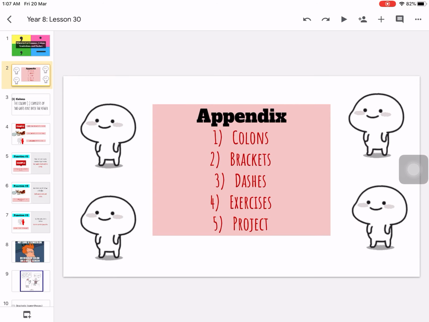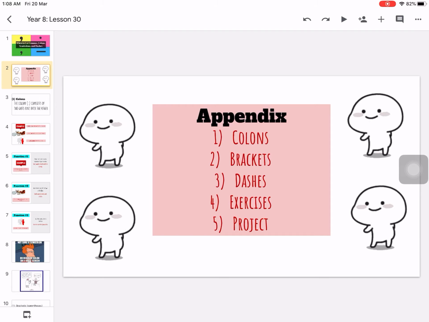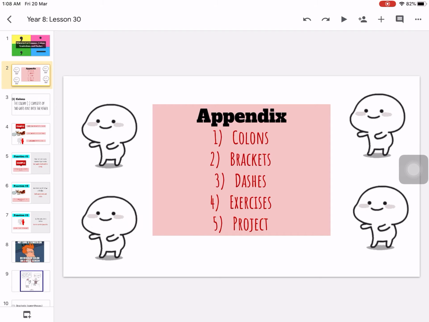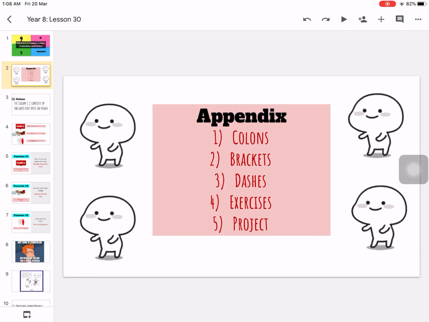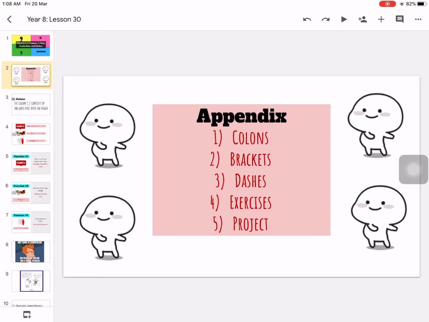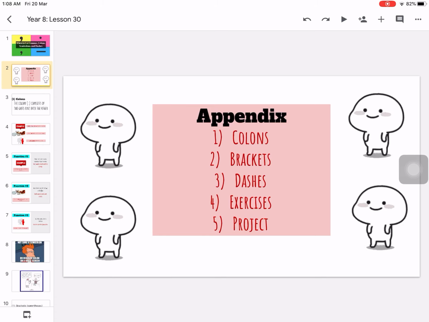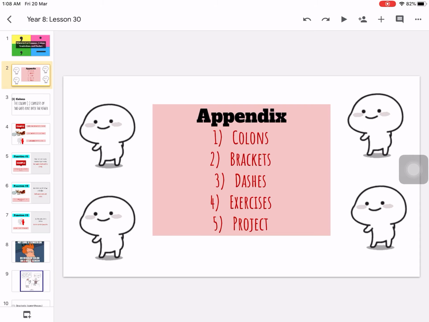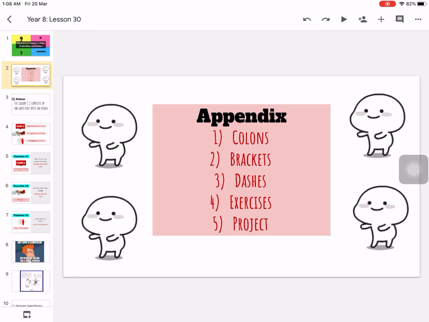Okay, we're gonna start off with the outline, because I'm not gonna be there with you physically. It's very hard for me to make the lesson simpler just by adding some pictures, so I need to put numbers in order for you to see it clearly, okay? Number one is colons, number two brackets, number three dashes. Number four, I'm gonna be giving you some exercises in the textbook, so you need to have your comprehension notebook with you. But if you don't have that, you can always use your essay book, okay? And last but not least, you need to do a project out of this topic.